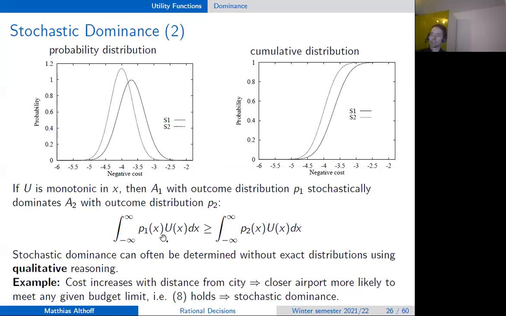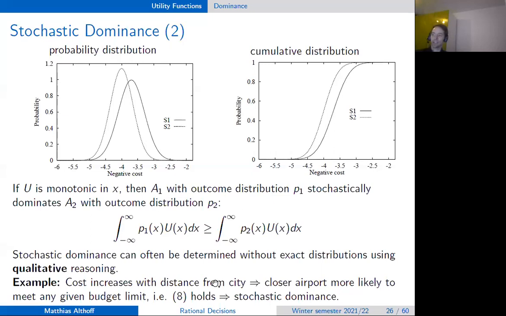Good. So then, because it's monotonic, and because the probabilities are stochastically dominating, it also means that the expected utility is always greater if one solution is stochastically dominating the other solution. Sometimes you don't even need this exact probability distribution. You can just use common sense. So for instance, the cost of the airport increases with the distance from the city, because the transportation infrastructure you have to build for the airport is more costly.